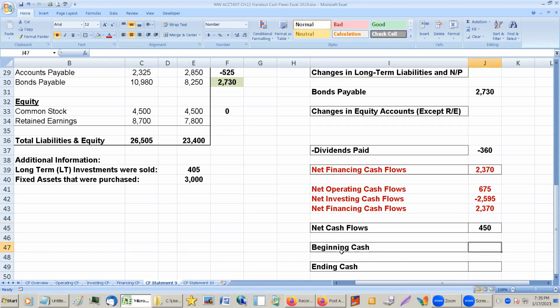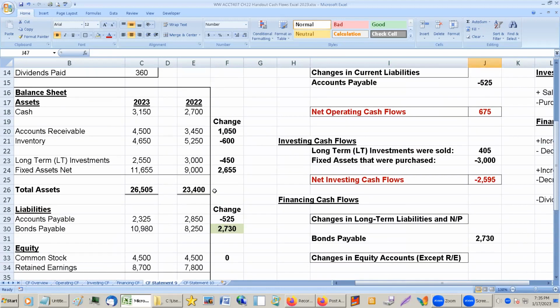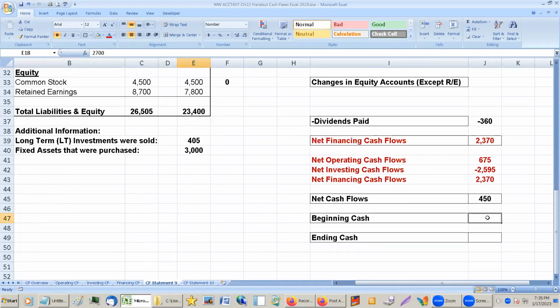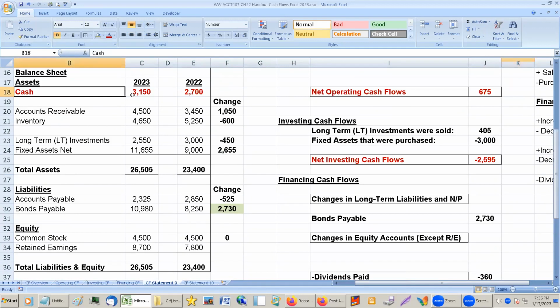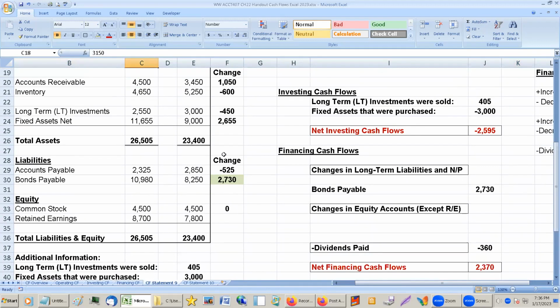Now, we're going to look at our beginning cash balance up here. So go to our cash balance up here. And our beginning cash balance was 2,700. Plus the 450 positive cash flow is 3,150. So you'll notice these two numbers here will match up with the cash account. I wish I could have those closer.